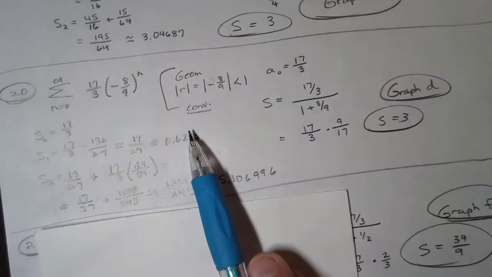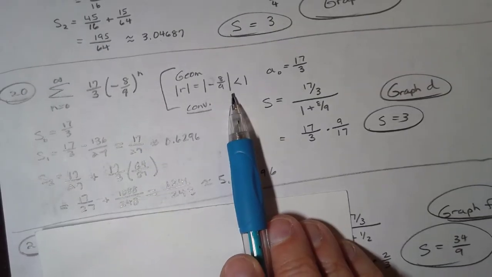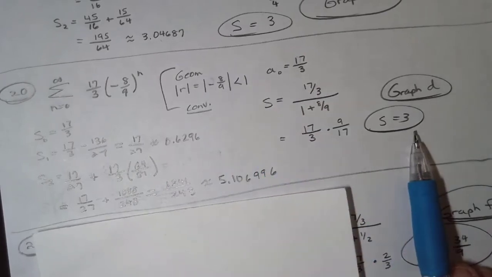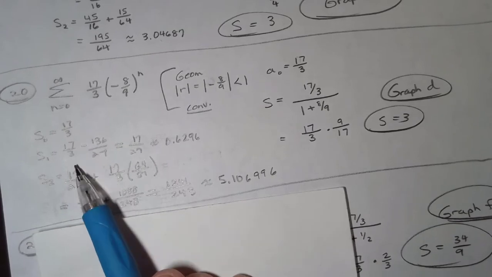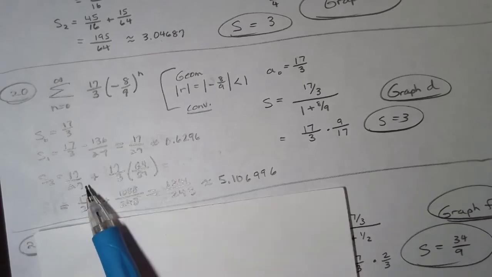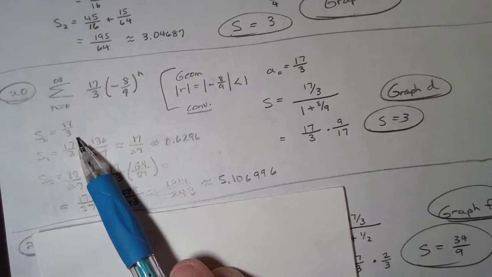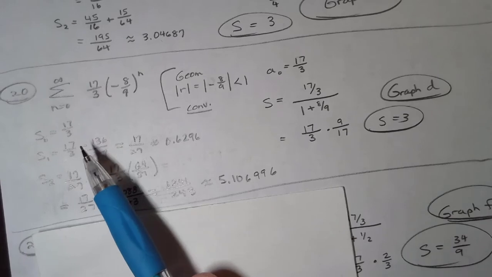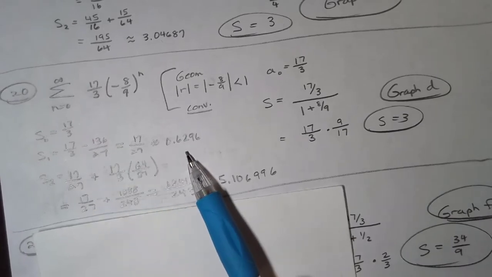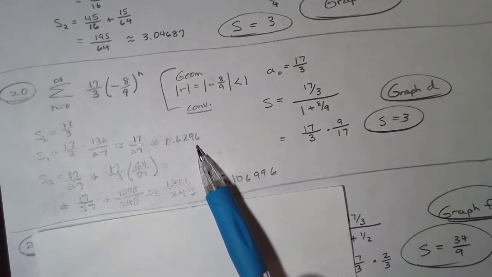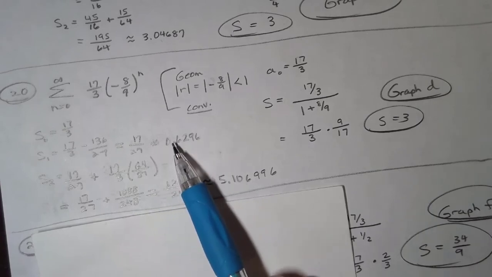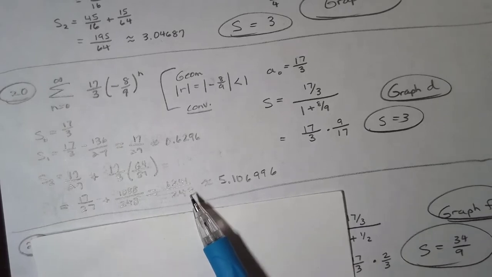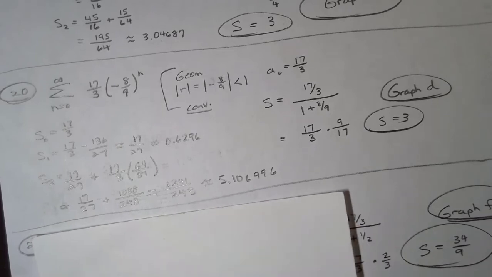Number 20, again, we know it converges. When n is 0, I get 17/3, and here is my sum. Again, I can list out my partial sums, S of 0, S of 1, S of 2. You can see that my first term is at 17/3, which is almost 6. Then I'm going to come all the way down to 0.6296, so a little over a half, right? And then back well above 1, and we're at 5 something. And so this matches graph D.